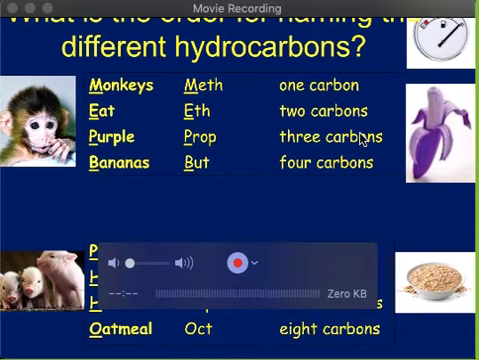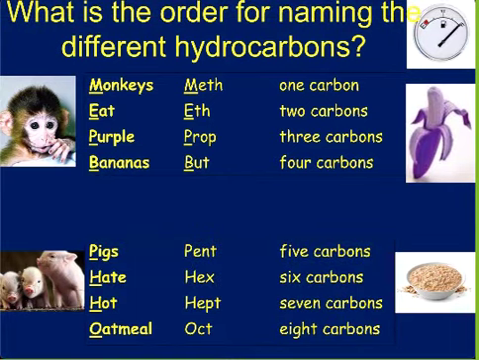Okay, so, monkeys eat purple bananas, pigs hate hot oatmeal. The ones that probably give the most problem are the prop and the but, in terms of remembering what's what. But if you can think pent is 5, hex is 6, that should be doable. Are there any questions on that? We okay? Okay.